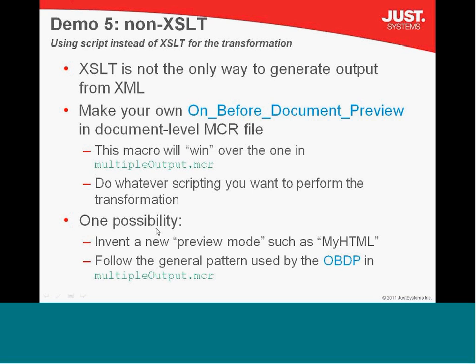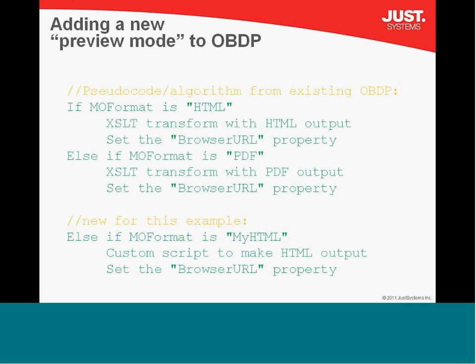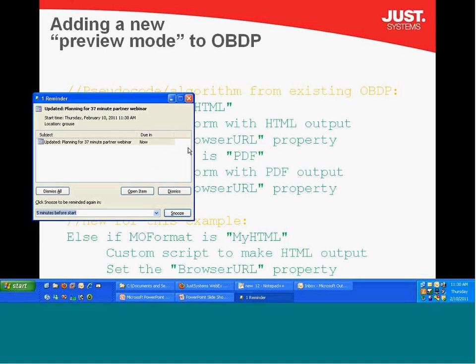What I'm going to do for the demo here is actually invent a new preview mode, which I'm going to call my HTML, and I'm going to just repeat the same kind of patterns used by the on-before document preview in multiple output, just do my own transformation instead of doing an XSLT transformation on the output. I'll show you the code in a moment, but the basic idea in the existing on before document preview is that we check what the current output format is, and if it's HTML, then we do the XSLT transform with HTML output, and then set that browser URL property.